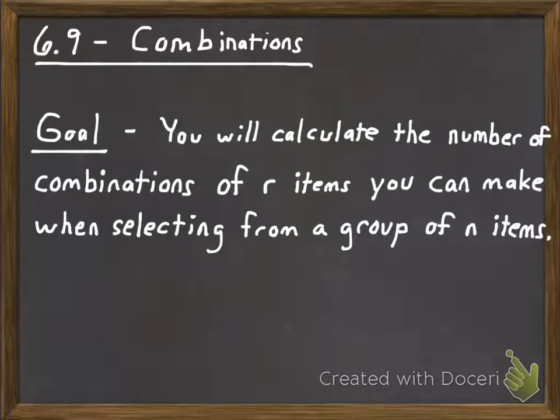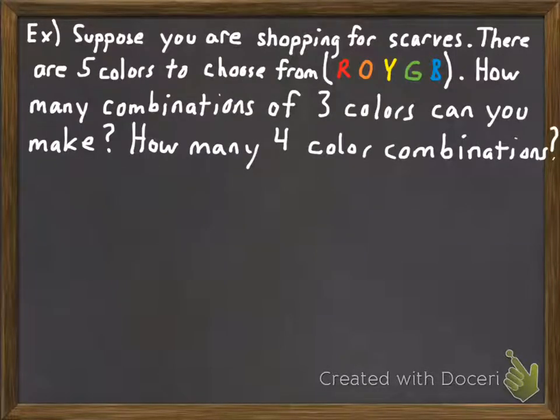Now, I'm going to give you one problem where I don't give you a formula and ask you to reason it out, and then I'll give you a formula for that kind of calculation. Here's the problem. Suppose that you're shopping for scarves, and there are 5 colors to choose from: red, orange, yellow, green, and blue. How many combinations of 3 colors could you make, and how many 4-color combinations could you make?